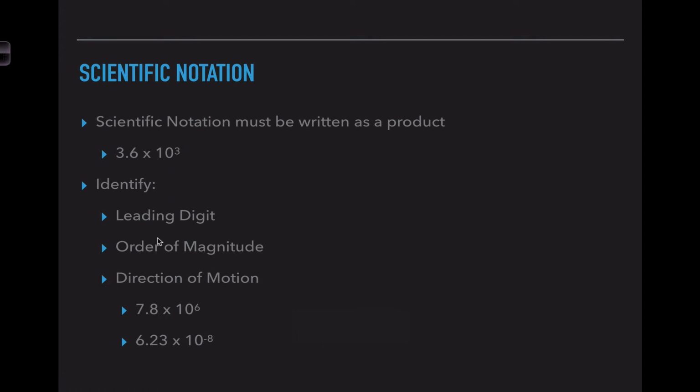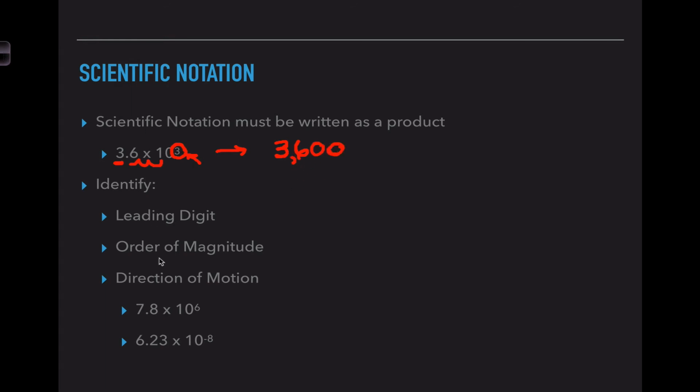So on this slide, I want to take a chance to look at a couple examples to identify the three most important things about scientific notation. So for this example, our leading digit is this 3. The order of magnitude is the number of decimal places we're moving, which given by this number here is also 3. And the direction of motion, since it's a positive 3, we are moving the decimal place 3 places to the right. So if we were to write this in standard notation, it would be a 3, a 6, and 2 zeros, so 3,600.